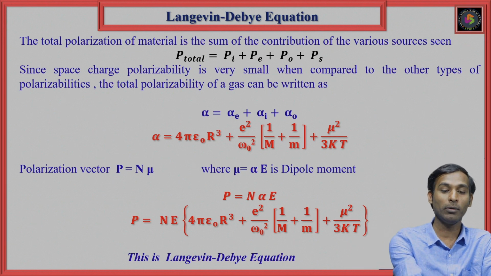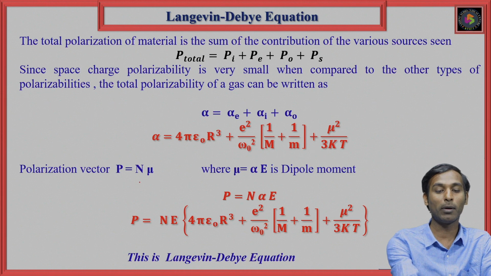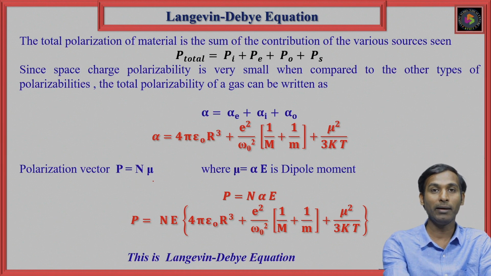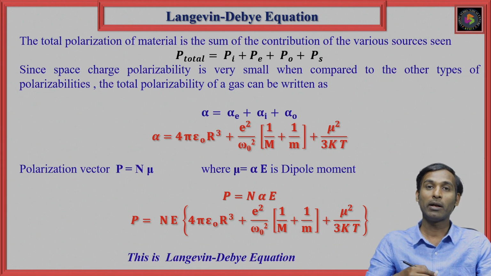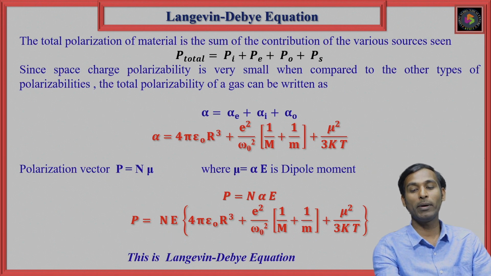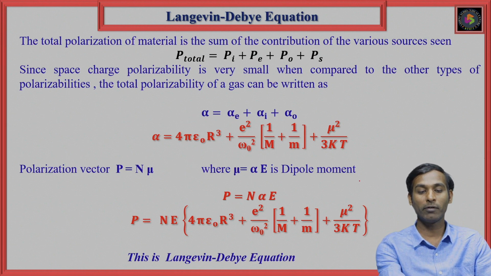According to the polarization vector, P is equal to capital N into mu. Capital N is the number of dipoles per unit volume of the material. The induced dipole moment mu is equal to alpha into E. It is said to be the dipole moment. In this equation, total polarization P is equal to N into mu, and the mu value here is alpha E. Substituting in this equation, P equals N alpha into E.